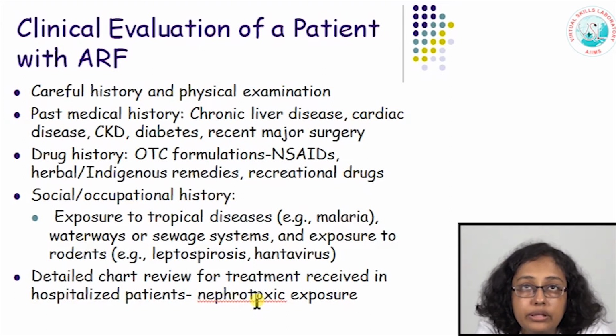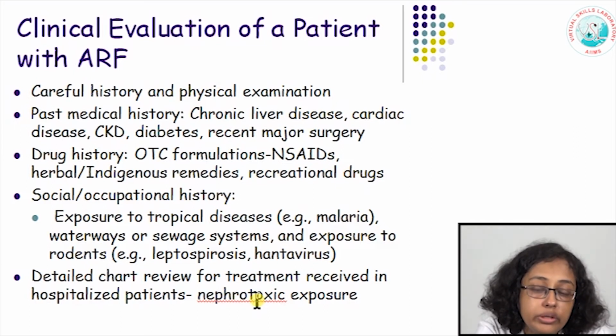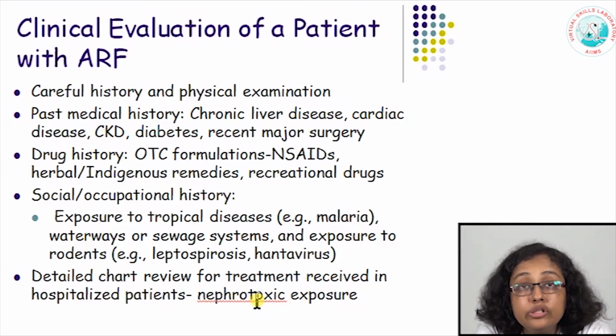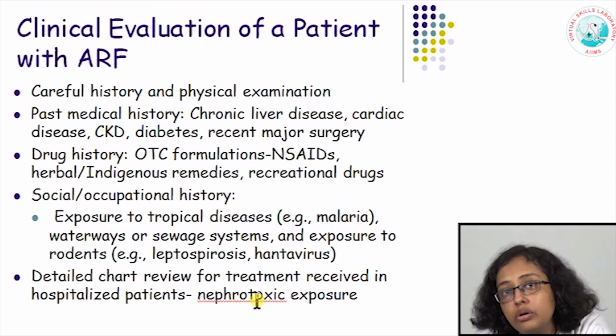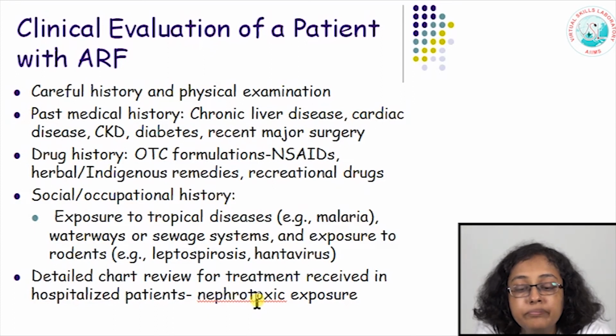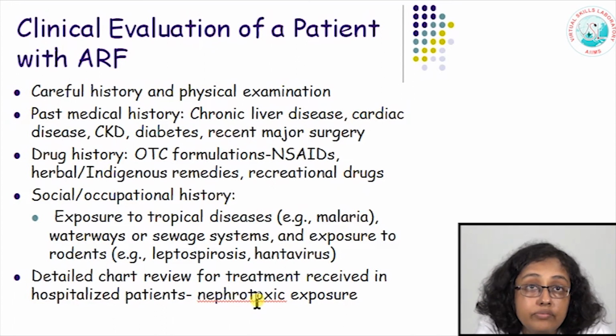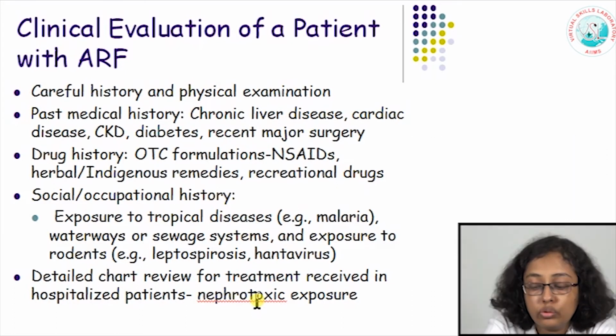If you're seeing a patient who is already hospitalized and then has been referred to you for a rise in serum creatinine or a decline in urine output, which is suspected to be due to acute renal failure, then a detailed chart review of the medications the patient has received or the procedures the patient has undergone in the hospital is important, because maybe the patient has undergone a CT scan for investigation of fever and has received a contrast agent, or the patient has received certain antibiotics which are known to be nephrotoxic, and then we need to look no further.